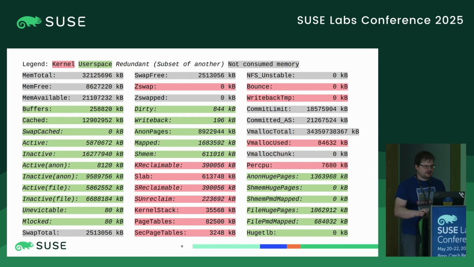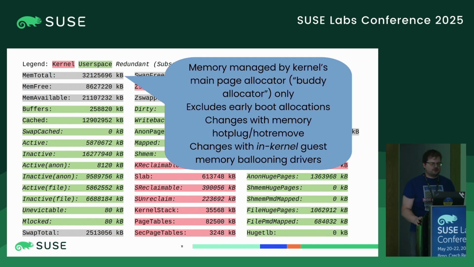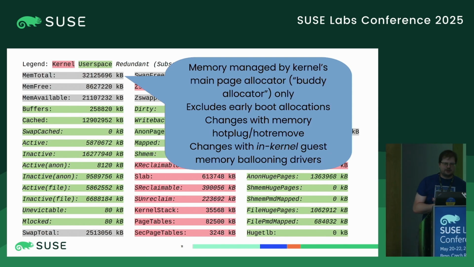So you cannot just add everything up and expect it to equal the total, because some of them are redundant. If we go through the gray fields, we have the memory total, which sounds obvious, but there are some details to it as well. It doesn't match the actual hardware amount of RAM in the machine because some of the memory will be allocated early in the boot, and this describes only the memory that's used by the main page allocator of the kernel, so it will always be less than the physical amount of RAM.